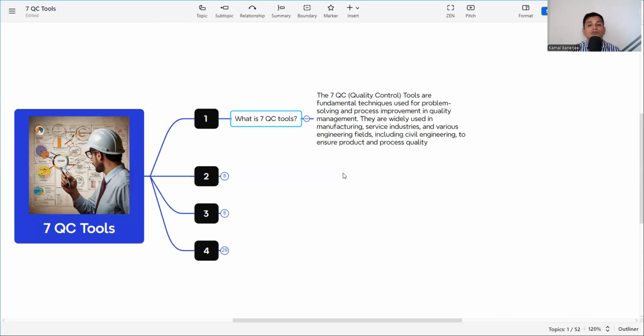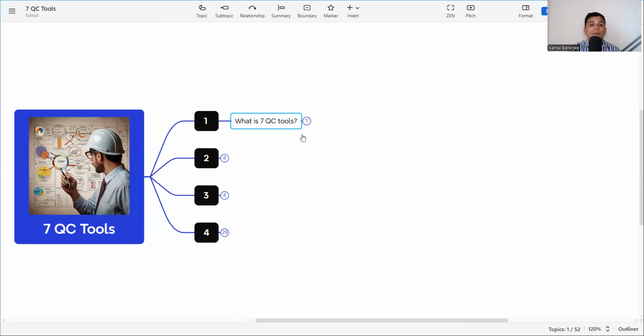That is why the 7QC tools are widely used in manufacturing, service industries, and various engineering fields, including civil engineering, to ensure product and process quality. Whatever product or service we are preparing or developing, we are ensuring the quality. So in the process, if there is any deviation or any problem, we need to address it and find the solution. The 7QC tools are the fundamental things to identify that. So that is the 7QC tools.